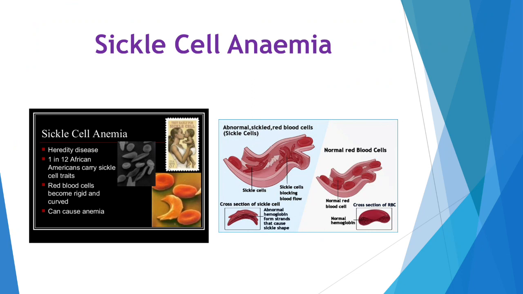It is caused by the substitution of glutamic acid by valine at the 6th position of the beta globin chain of the hemoglobin molecule due to a single base substitution from GAG to GUG. The mutant hemoglobin molecule undergoes polymerization under low oxygen tension, causing the change in the shape of RBC from biconcave disc to elongated sickle cell structure.